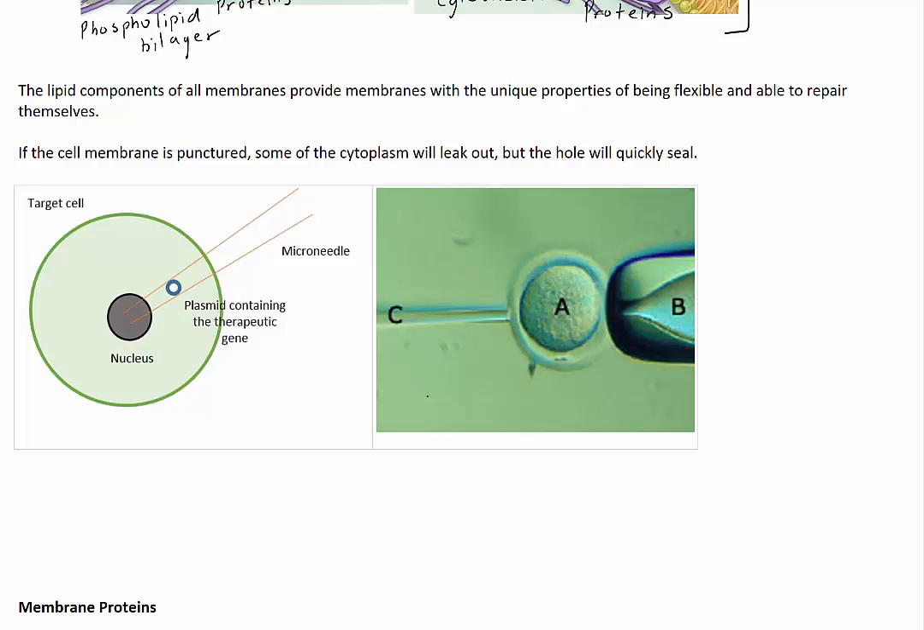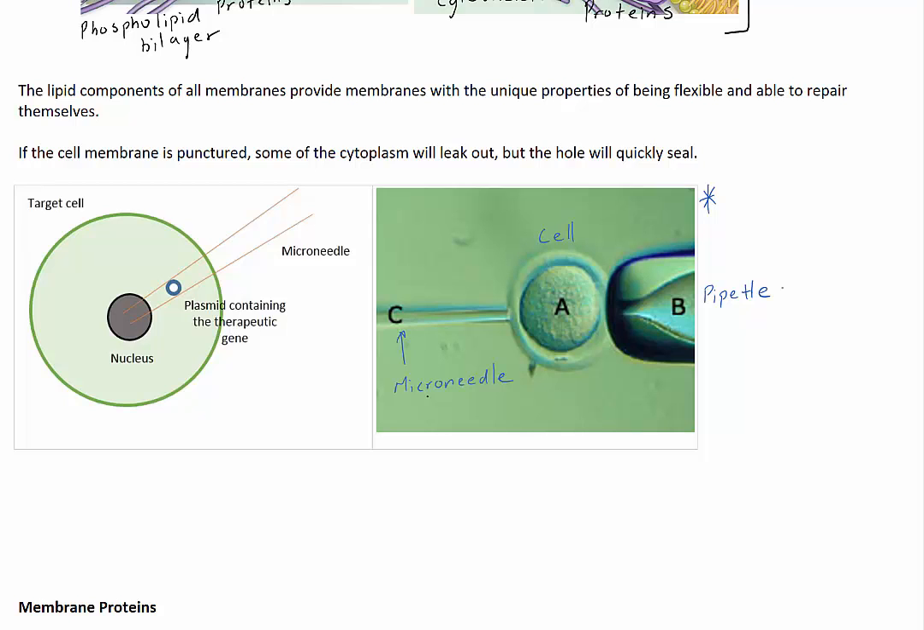And the first step in this process is to remove the nucleus from an unfertilized egg. And this process is being shown in the image on the right here. So, C is a tiny little microneedle, which is being used to puncture a stem cell to remove the nucleus. Over here is a tiny little suction pipette, which is being used to hold the cell in place. So that microneedle will actually puncture through the cell membrane in order to extract the nucleus. And when the microneedle is removed, the cell membrane will simply repair that puncture in the hole.